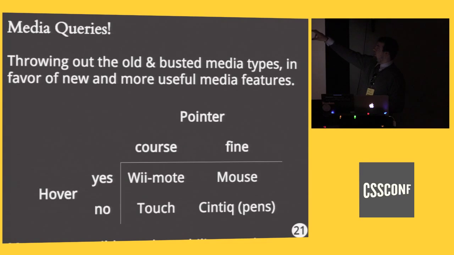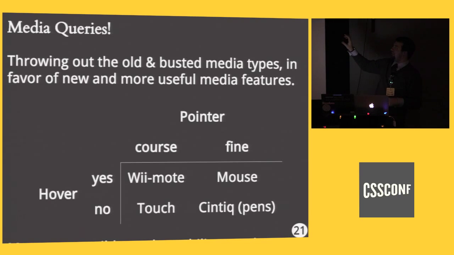In particular, the pointer media query has two values: coarse, which means it's a big fat pointer like your finger that can't select very accurately, or fine, like a pen or a mouse pointer. And then hover is, can you hover or not, yes or no? And a few examples of the types of devices you can handle here.